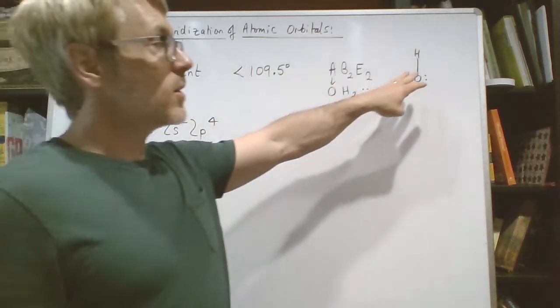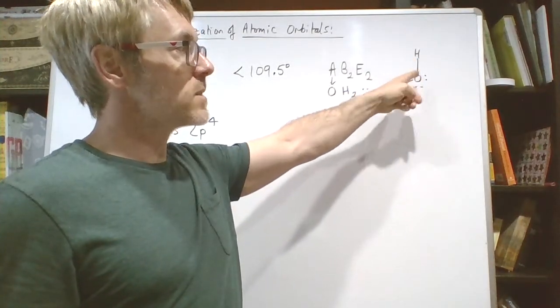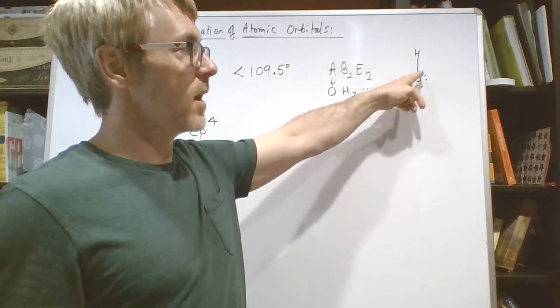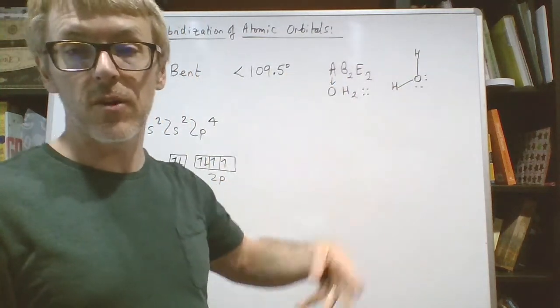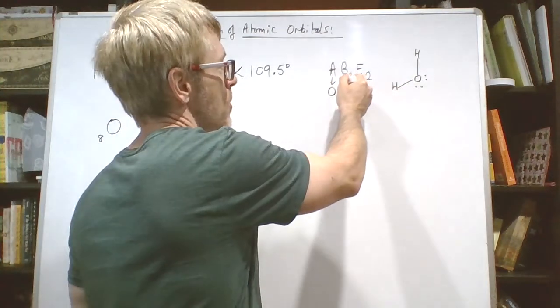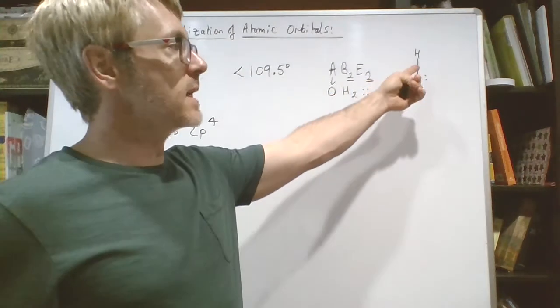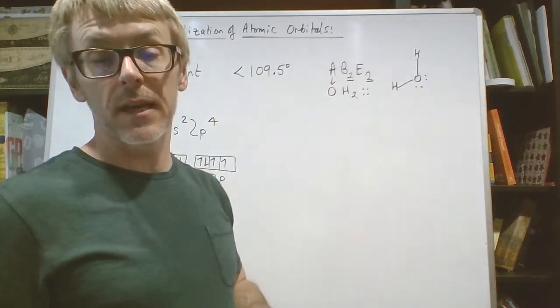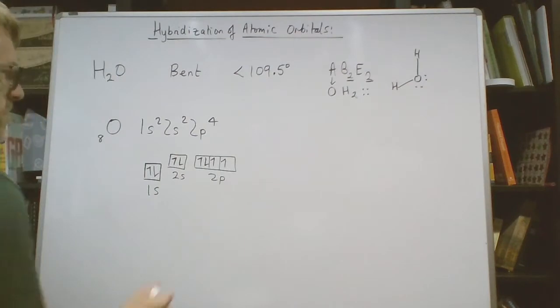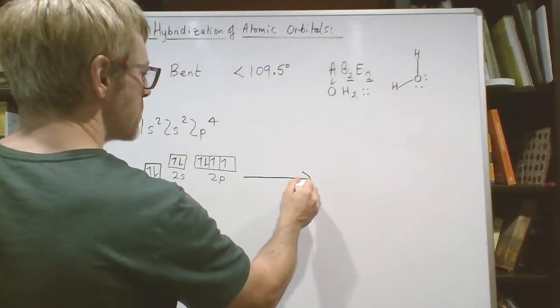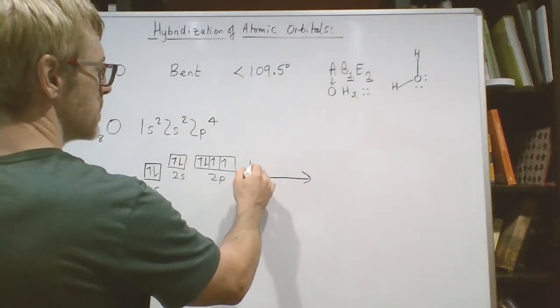I need 4 identical orbitals, because it's based on a tetrahedral scaffold. I have 4 electron groups around the central atom. And I need some of them to have bonding electrons and some of them to have lone pair electrons. So I'm going to go ahead and hybridize as I did with methane.